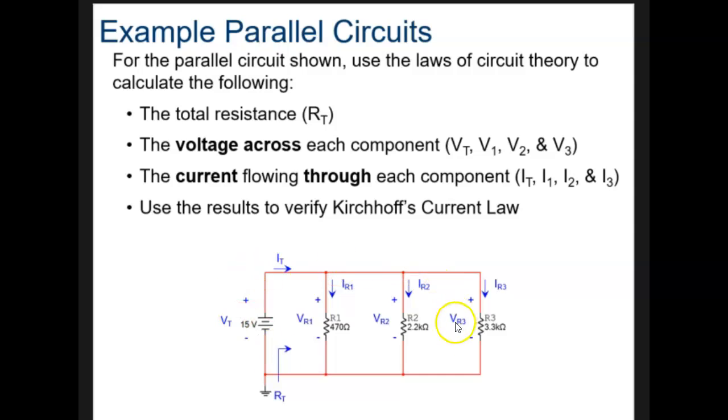So we're going to look at this parallel circuit, and we know it's parallel because we have our energy source, our battery right here, and we see multiple paths going through resistor 1, 2, and 3. Let's also note that the battery voltage is 15 volts. R1 is 470 ohms, R2 is 2.2 k ohms, and R3 is 3.3 k ohms.